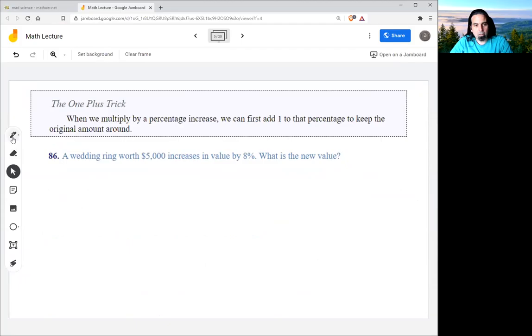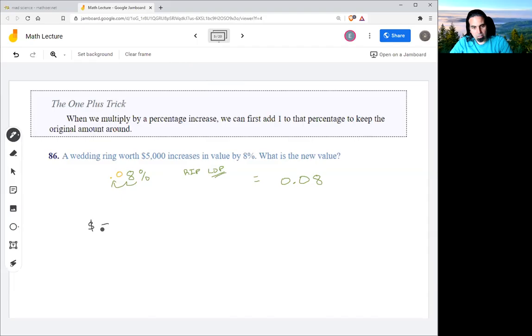A wedding ring worth 5,000 increases in value by 8%. So first I notice that 8%, if I make it a decimal, do I go right or left? Go left. Left. Left. Out of percent. So I get 0.08, right? Because there's like an O that fills in the spot.